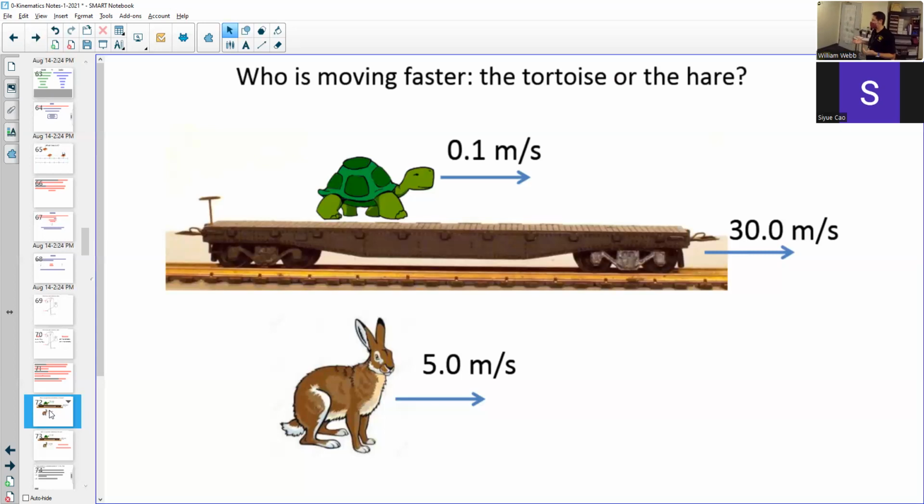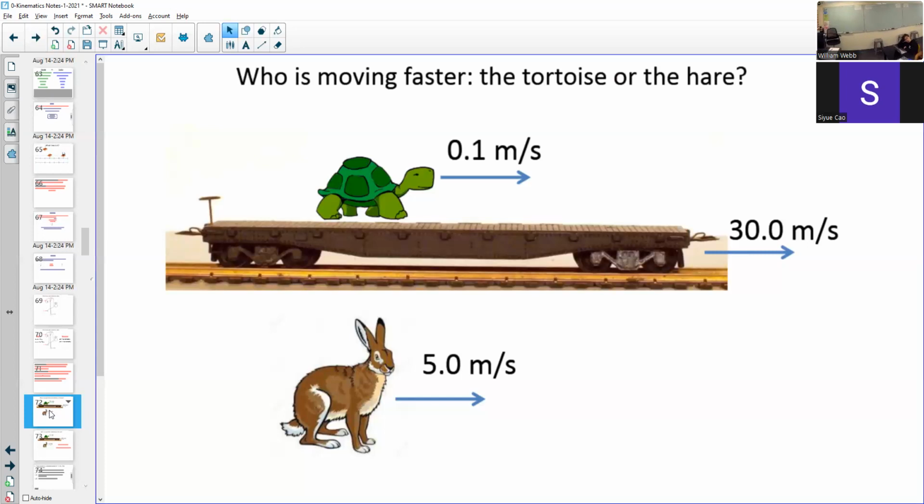Yeah, are we talking about relative to the ground? Are we talking about relative to the train? Which one is it relative to? I need to give you that information so you can answer. Which one's moving faster relative to the ground? The tortoise. Which one's moving faster relative to the train? The hare. The rabbit relative to the train. Which one's moving faster?